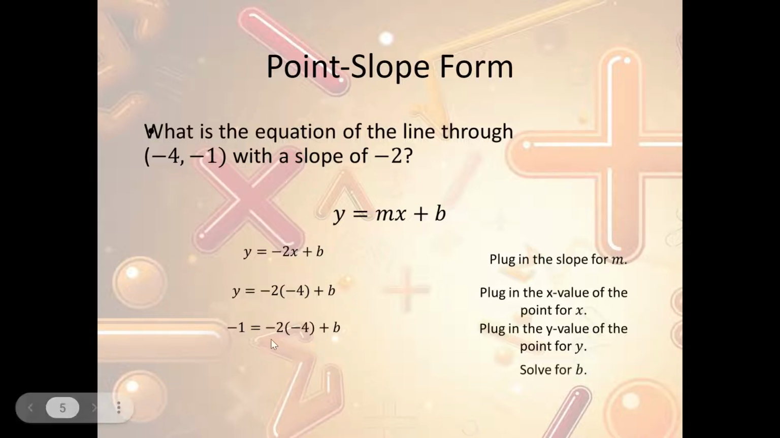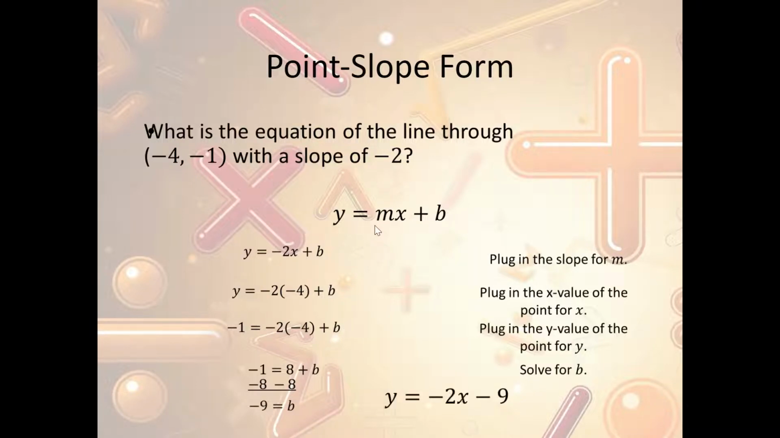Now we just solve for b. Well, -2 times -4 is +8. So that's -1 is equal to 8 plus b. We're going to get rid of this 8 by subtracting. So we subtract 8 from both sides. And we get -1 minus 8 is -9. That's equal to b. Now we plug this back into our y equals mx plus b form. Y equals -2x. And then our b is -9, so it's -9.